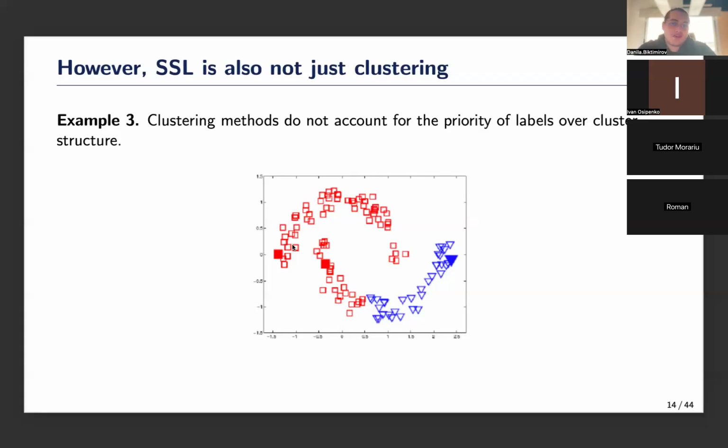This demonstrates the unique nature of SSL, which sits between classification and clustering. Unlike pure clustering, where data structure dictates the groups, and unlike pure supervised learning, where the full dataset is labeled, SSL must balance between trusting the given labels and utilizing the inherent data structure. This makes SSL a tricky hybrid problem that requires careful handling.